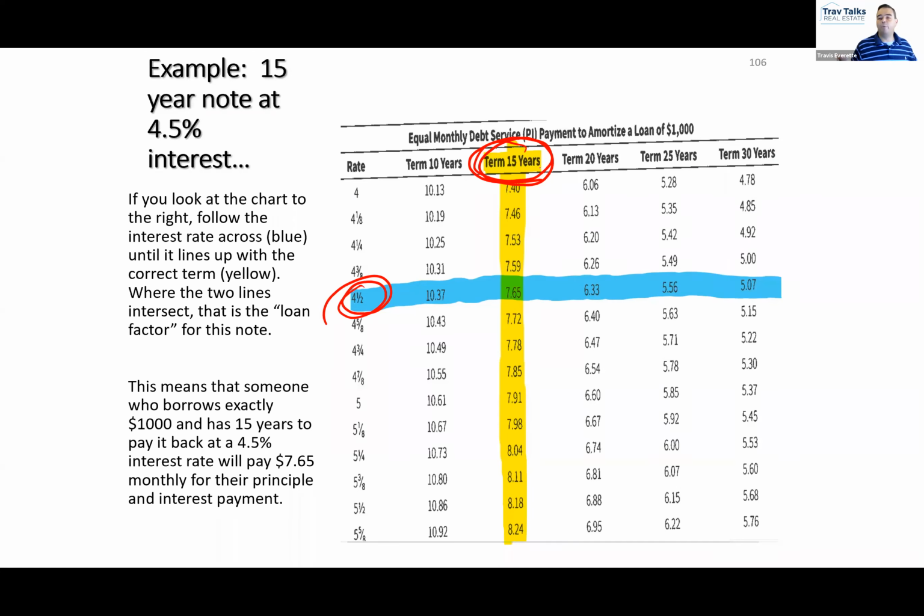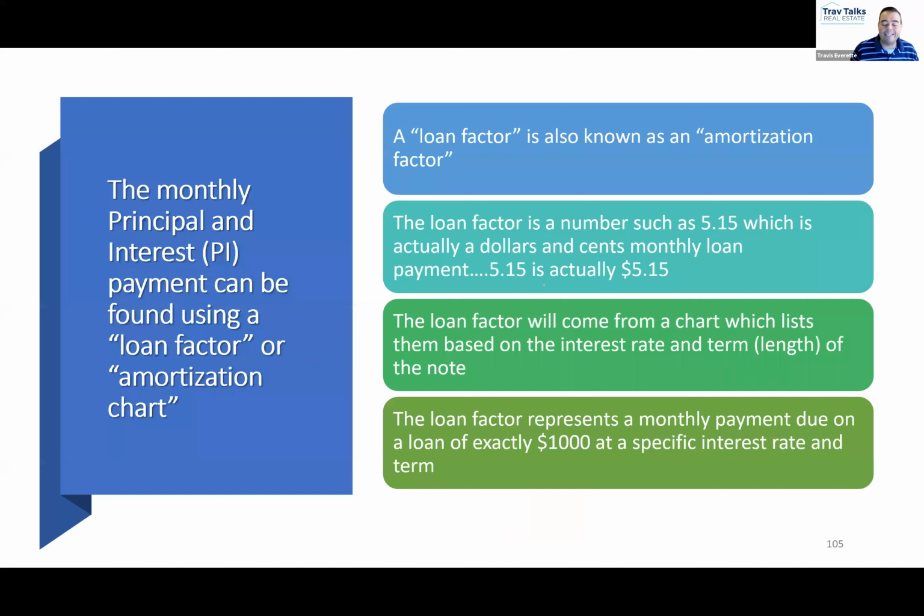All you're doing at that point, look at what I've done here. This is a 4.5% interest rate loan for how many years that I've highlighted right here? 15. And what you're looking for is where they cross each other. That's the number that we're going to, of all those numbers on the chart for that loan, we only care about how many numbers on that chart? That one, 7.65. Does everybody see that? Yes.